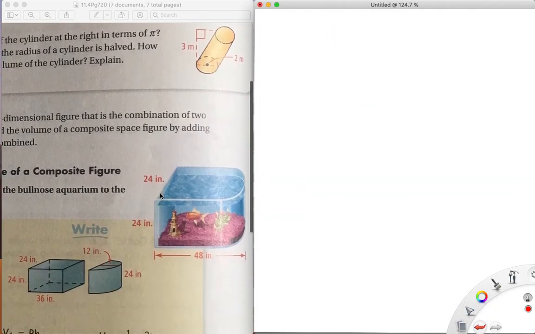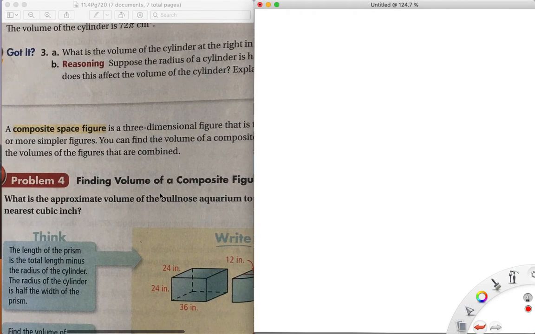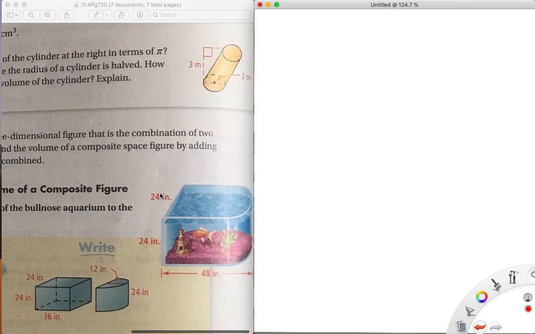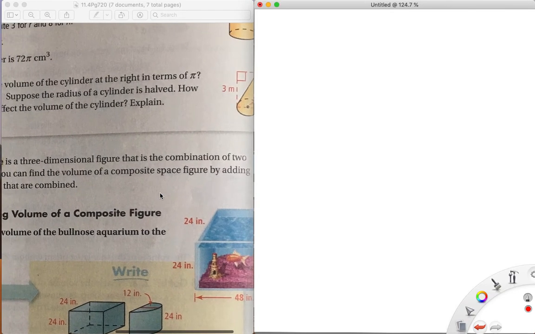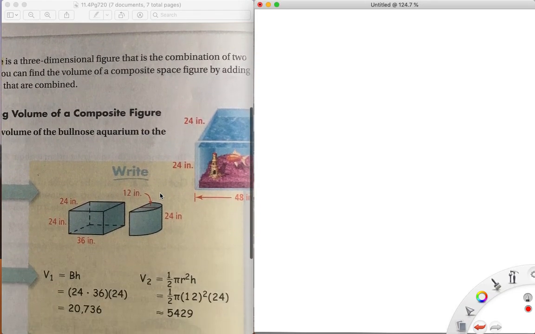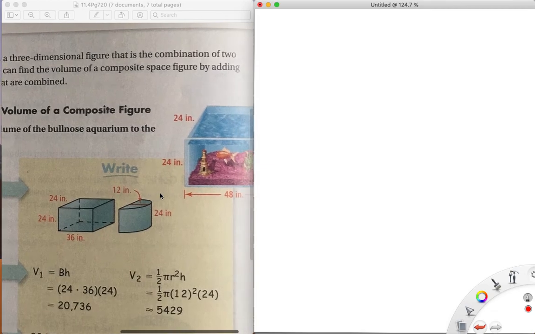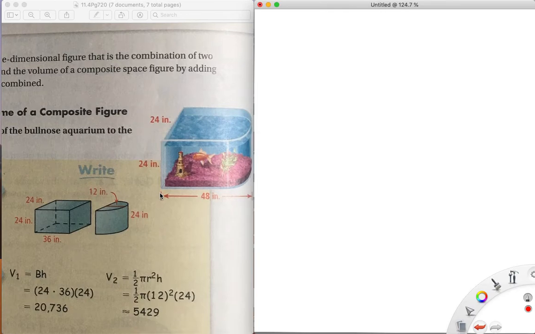Alright. So lastly, we have something called composite space figures. And what that is, it's a complex three-dimensional figure that is made up of smaller or simpler volumes, and we have to add those volumes or subtract to get the overall net volume of a particular figure.